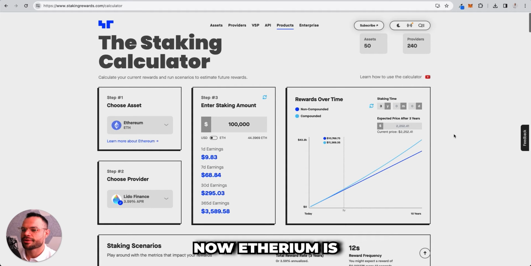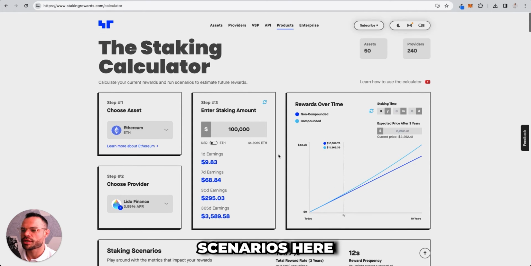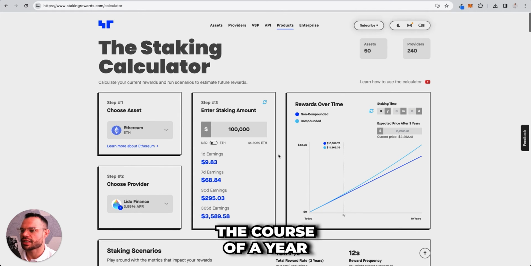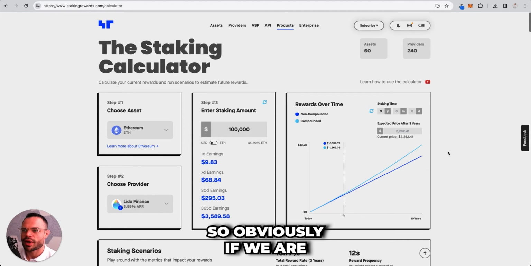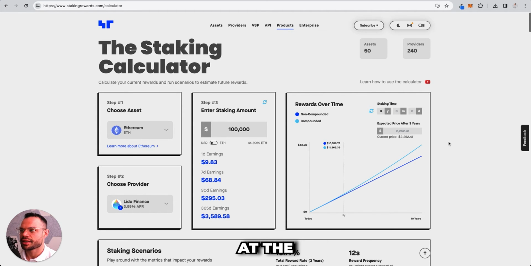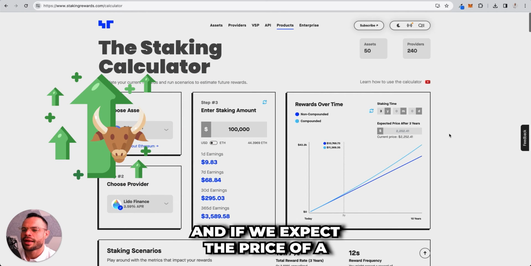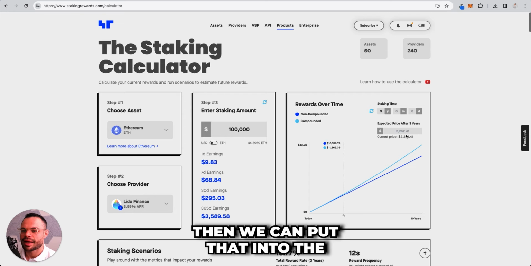Now, Ethereum is, possibly you could say, one of the lower reward scenarios here over the course of a year, but we'll look at another example in a moment. But the real power of this also comes into the expected price variable here that we can play around with. So obviously, here at the end of January 2024, you could say that we are at the early stages of a bull market. And if we expect the price of Ethereum to increase over this 3-year time period, then we can put that into the calculator here, and that's going to show us potential rewards over time.